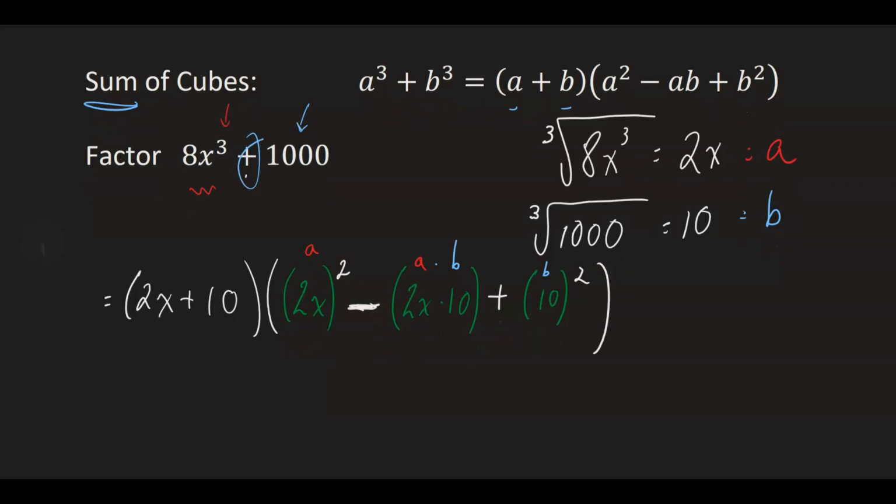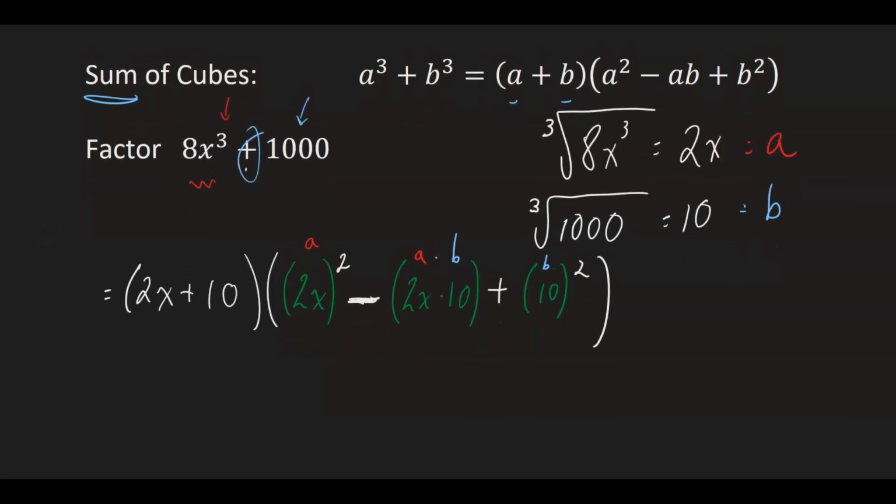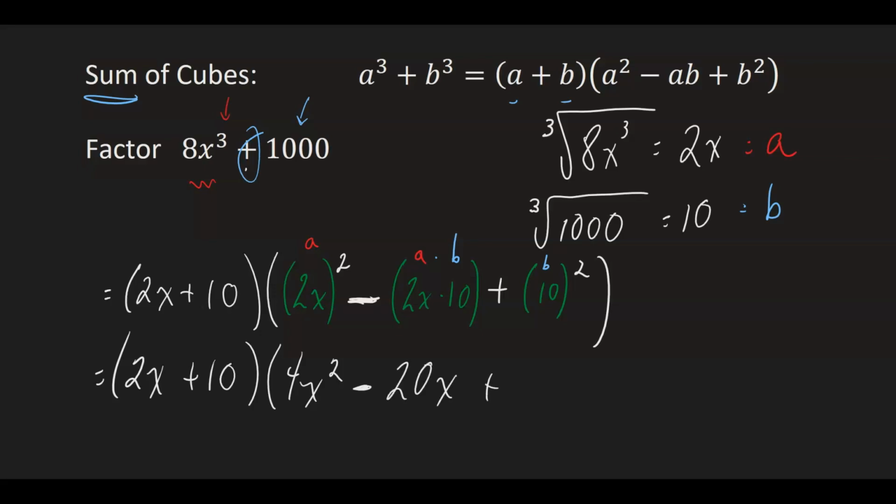Okay. So let's simplify this a little bit. 2x plus 10. When we square 2x, it becomes 4x squared, minus 2 times x times 10, which is 20x, plus 10 squared, which is 100. And this sum of cubes is factored.